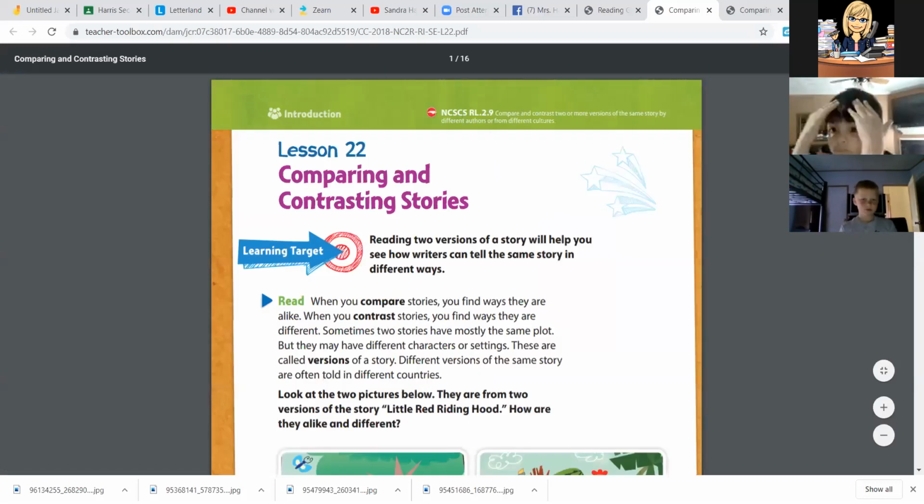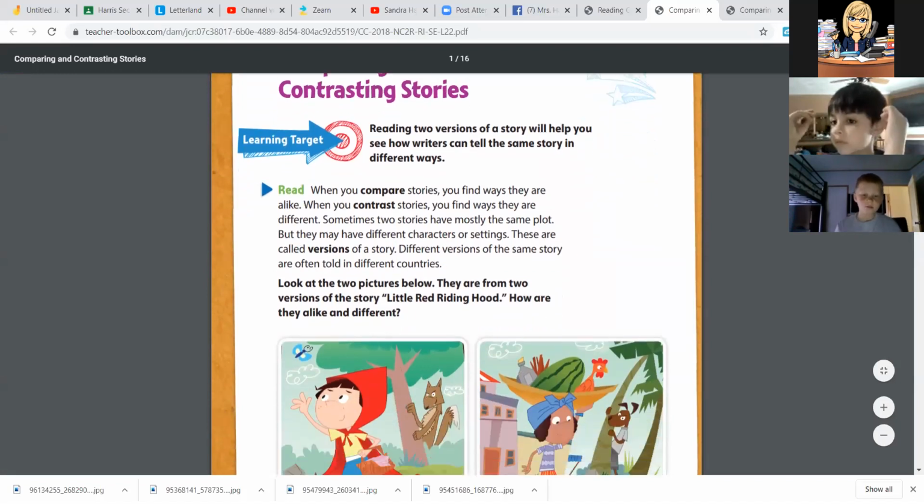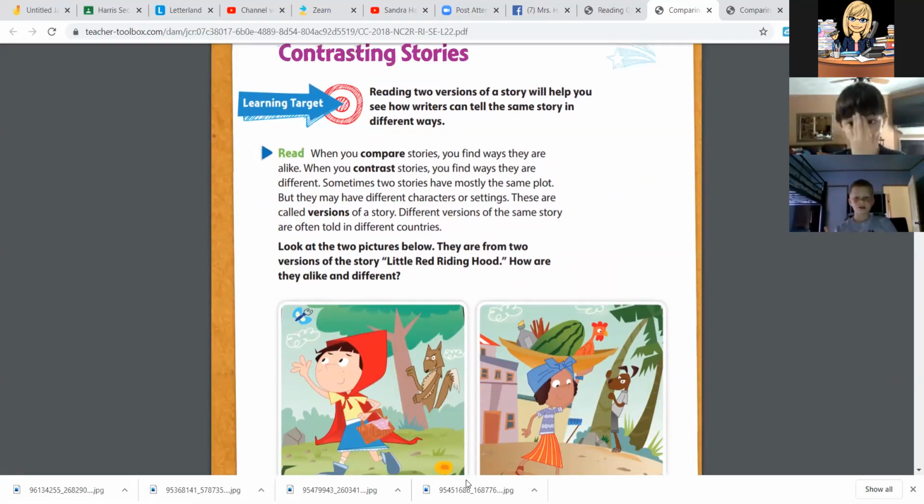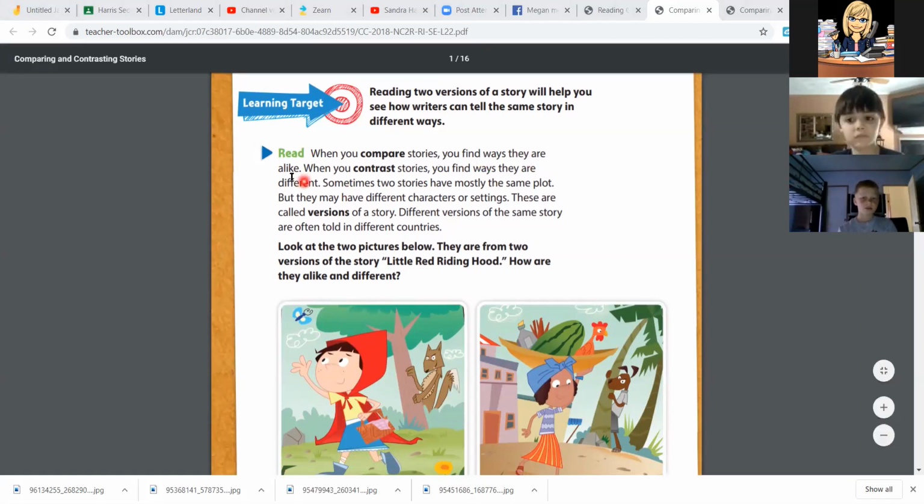Lesson 22. Reading two versions of a story will help you see how writers can tell the same story in different ways. When you compare stories, you find ways they are alike. When you contrast stories, you find ways they are different. Sometimes two stories have mostly the same plot, but they may have different characters or settings. These are called versions of a story.